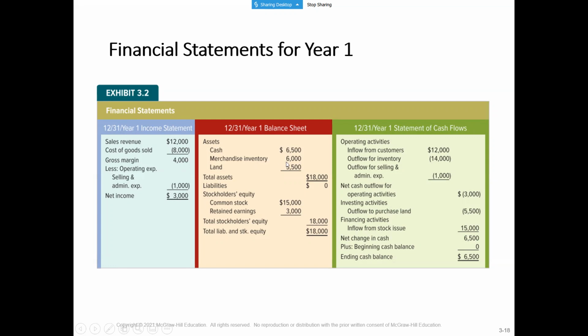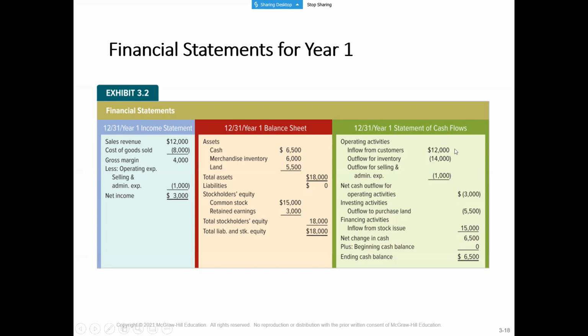On our balance sheet, if you totaled the merchandise inventory at the end of the period, there are only two transactions to it, and that was the purchase of goods for $14,000 and the cost of goods sold for $8,000, giving us a merchandise inventory of $6,000 at the end of the period.